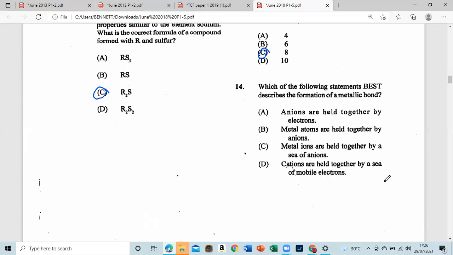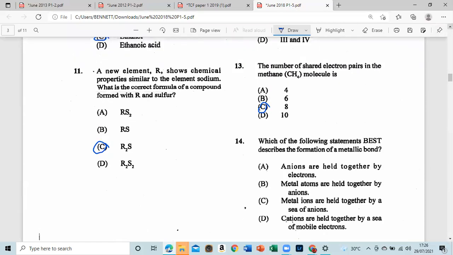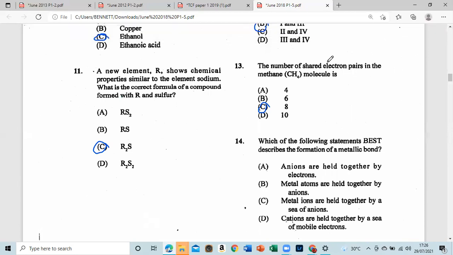Let me go back up to 13, guys. 13. All right, let me see for 13. 13 is supposed to be A. I don't know how I got that. 13 is supposed to be A. Sorry about that.